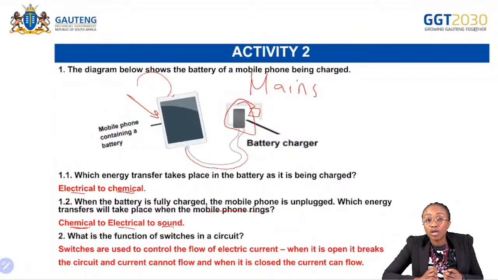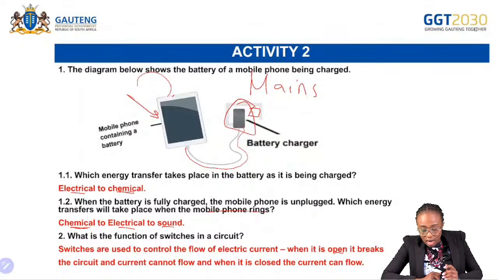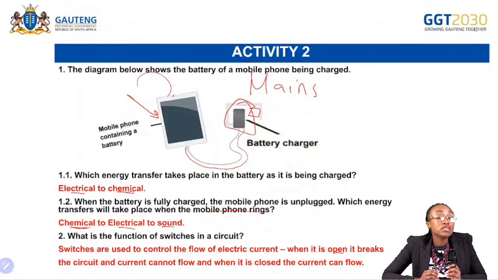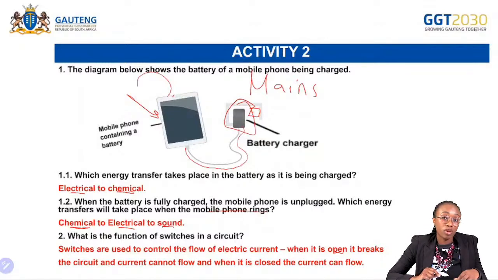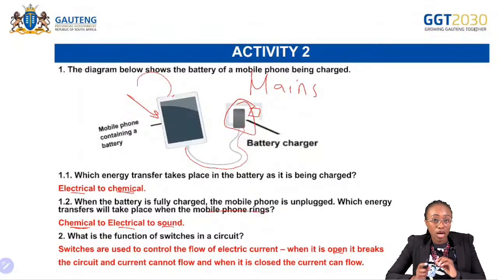How do they control it? So when it is open, it breaks the circuit, which means current cannot flow. And when it is closed, current can flow. So that is how switches control the flow of current. Remember, in an investigation, when I would close the switch, the bulb will glow. When I open the switch, the bulb will switch off. So that is how switches control the flow of current in a circuit.